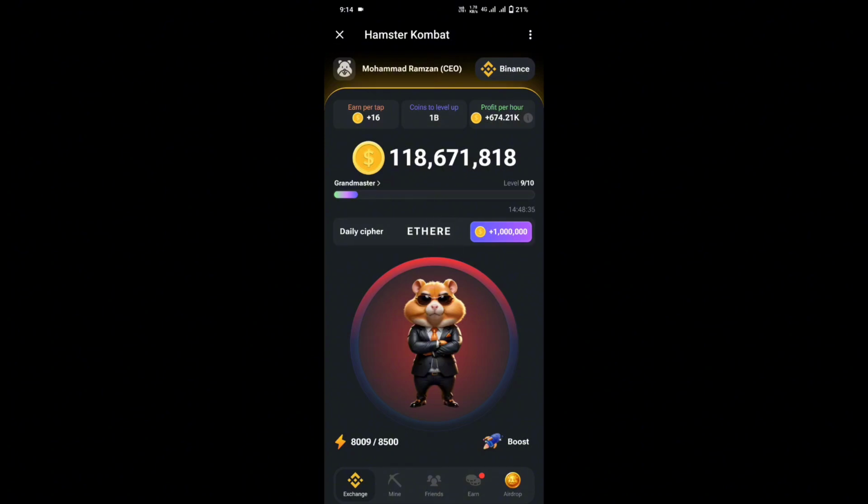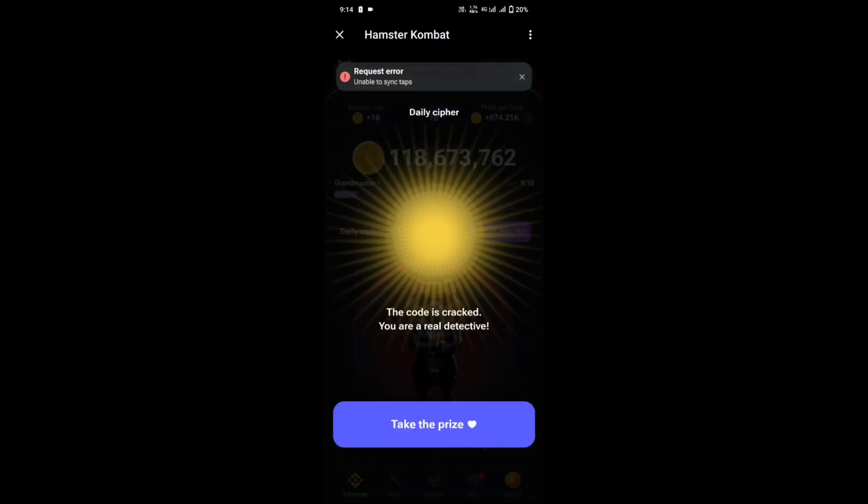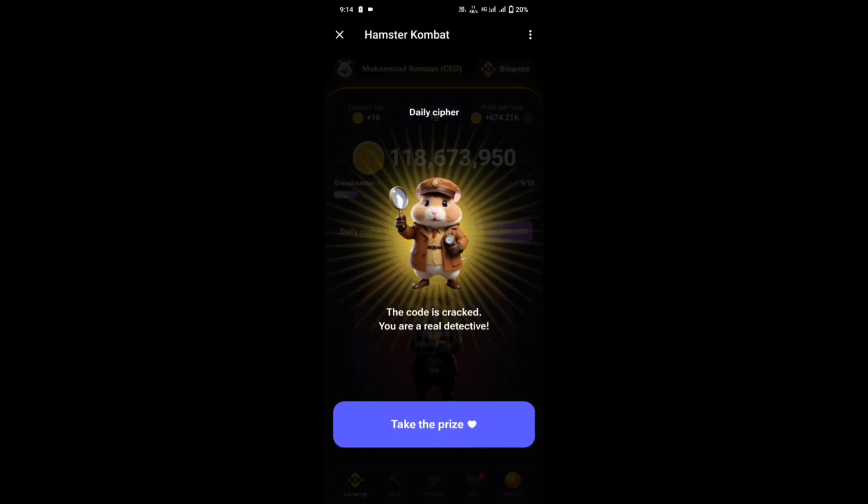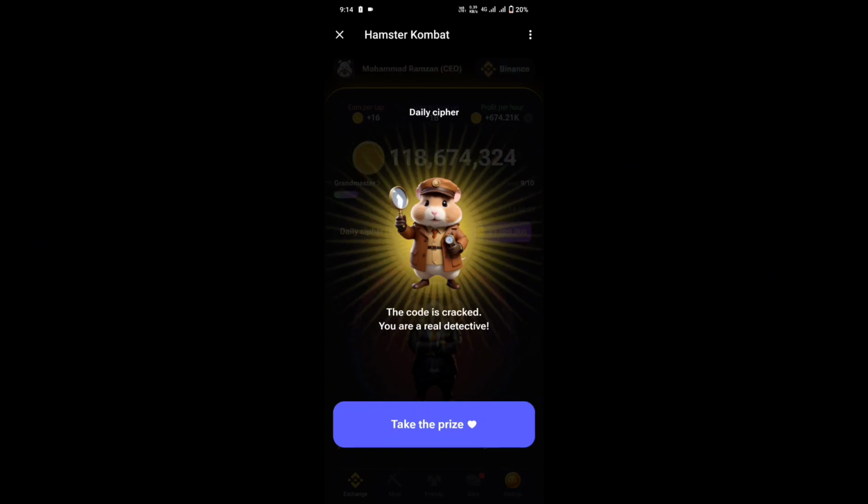For U, you have to tap and tap hold, then release. For M, you have to tap hold, again tap hold. And today's word Ethereum unlocked. You can earn your reward.